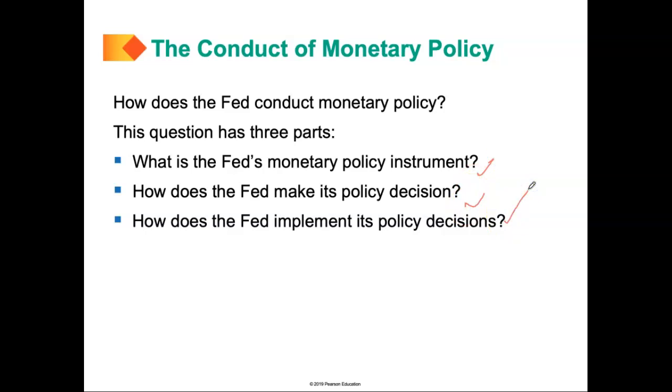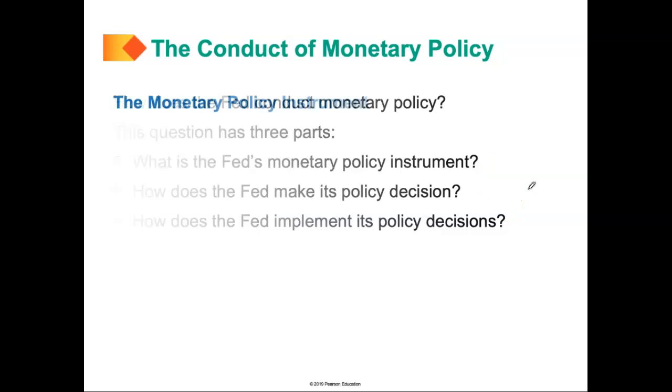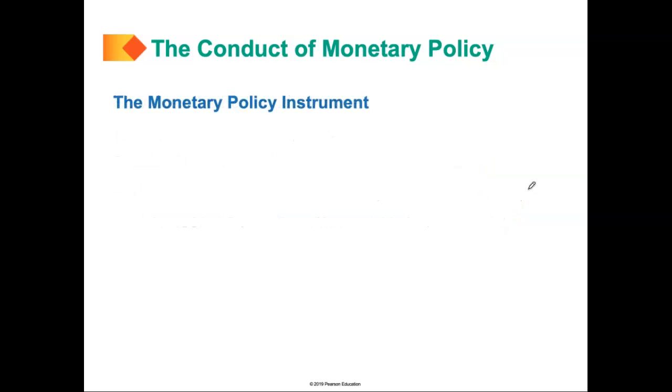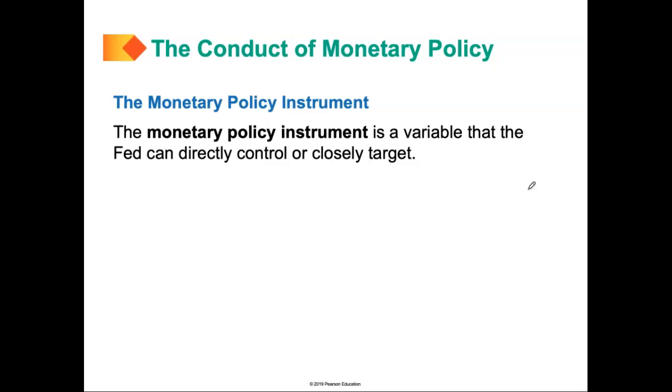The first one is the monetary policy instrument. Now, first of all, we need to define a monetary policy instrument. The monetary policy instrument is basically any variable that the Fed can directly control or target to influence monetary policy. So it's any variable. When we say a variable, it's basically anything that is able to change, a factor that can change. So essentially a factor that is malleable. It's any variable that the Fed can directly control or closely target to influence monetary policy.